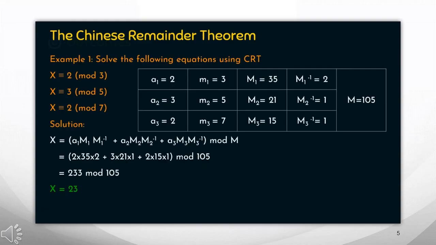CRT in cryptography. CRT is used to optimize computations in public key cryptosystems like RSA. Instead of performing operations on large numbers directly, we break them down using smaller moduli, perform calculations faster, and then reconstruct the result using CRT.